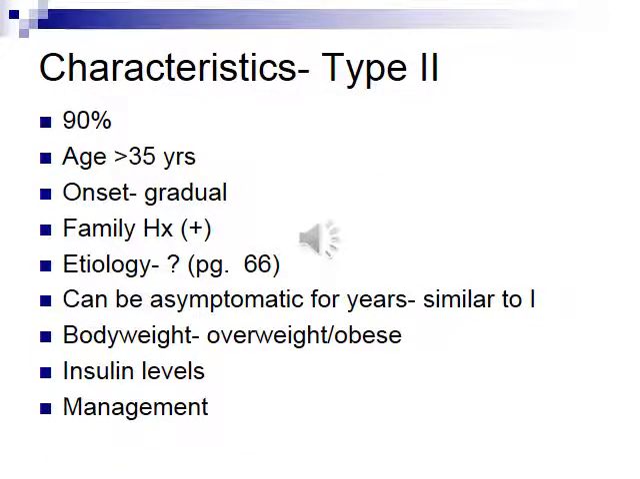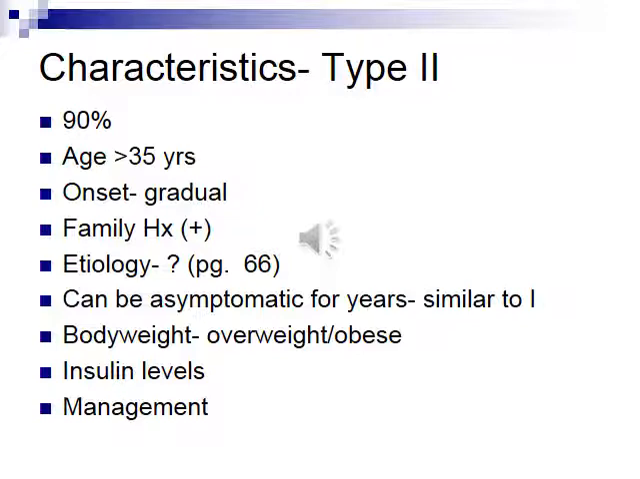Typical characteristics of type 2: what you usually see with this are, again, older individuals with a gradual onset. As far as the etiology, they're not quite sure. Again, we assume that being overweight and being sedentary has something to do with that. You could refer to page 66 in your textbook to look up some of the things associated with type 2 diabetes in regards to the etiology. It can be asymptomatic for years. When they do start to have symptoms, they can be similar to type 1. Again, usually what you experience with this is overweight individuals who tend to be very sedentary.